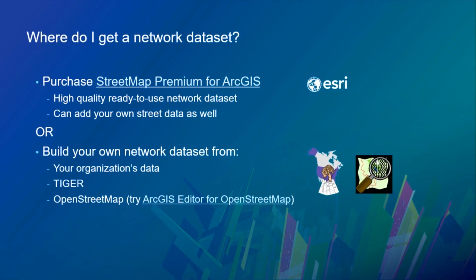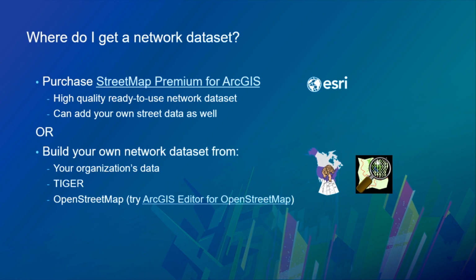So you might be wondering, where can you get street data from? Now, if you don't have any street data, Esri offers a product called StreetMap Premium, which comes with a pre-built network data set for any region in the world. So you can purchase that product. There are 2 versions of that product. One is licensed read-only, which means you cannot modify it. You can use it, but you cannot modify.